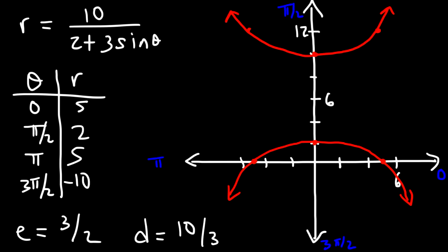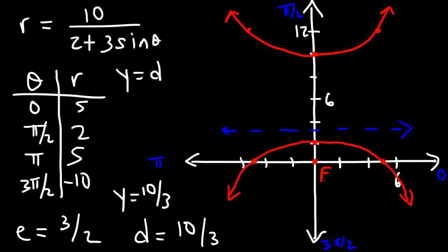So that's it for the graph of this hyperbola. Now let's talk about the directrix. For this type of equation, it's y equals d, or y equals 10 over 3. 10 over 3 is about 3.33, and so that's somewhere between 2 and 4. So that's the location of the directrix. And here we have the focus.